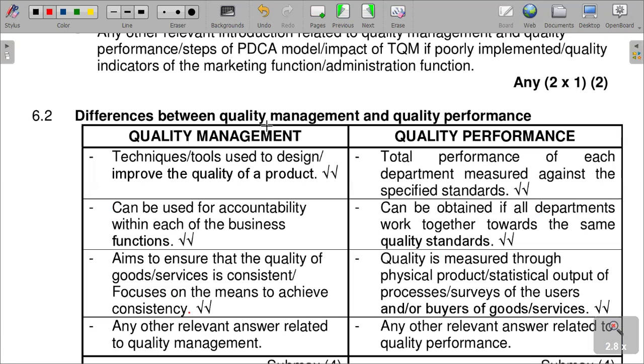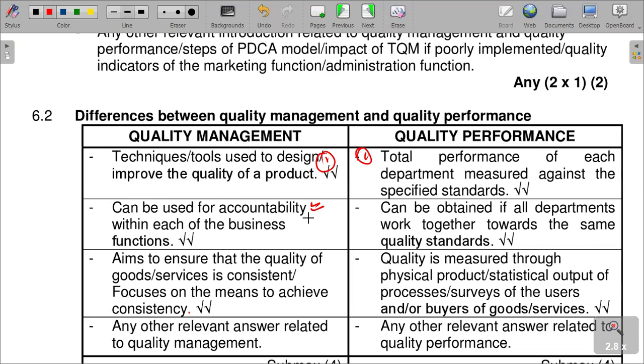So quality management has got tools used to design or improve the quality of products. That is number 1. And then on number 1, in terms of quality performance, total quality performance of each department is measured against the specified standards. You understand? There are specified standards that are used to measure total performance of each department. And then quality management can be used for accountability within each of the business functions. That is responsibility of purpose within each business function.